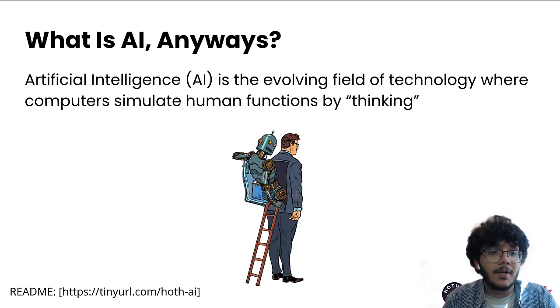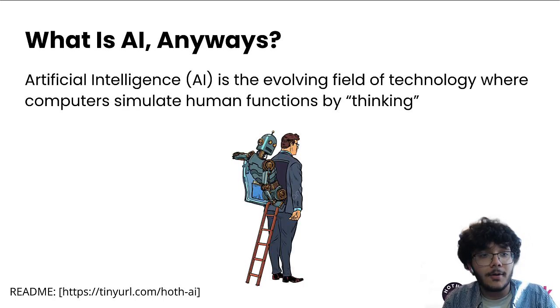Okay, so what is AI anyways? You're probably already familiar with ChatGPT, and you might even use it to do your homework for you. Or you might have just heard the term AI on the news and have been slightly confused by what it really means. AI, or artificial intelligence, essentially is just the evolving field of technology where computers simulate human functions by "thinking." Note that thinking here is in quotes because the computers are not actually thinking, but you'll understand why later.